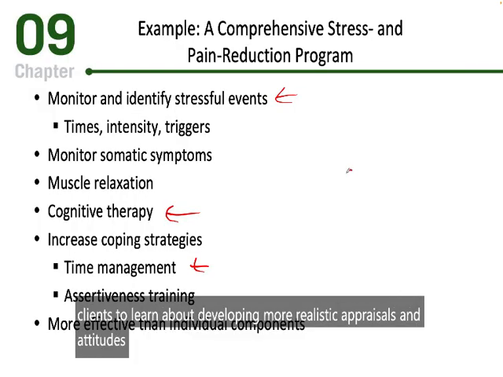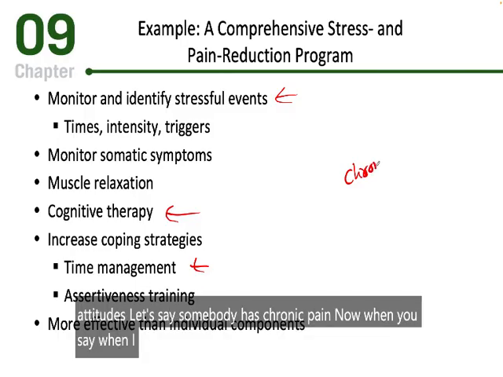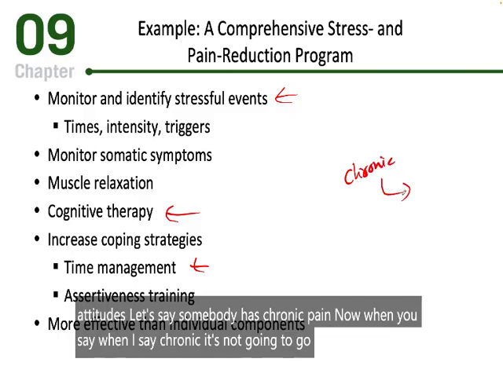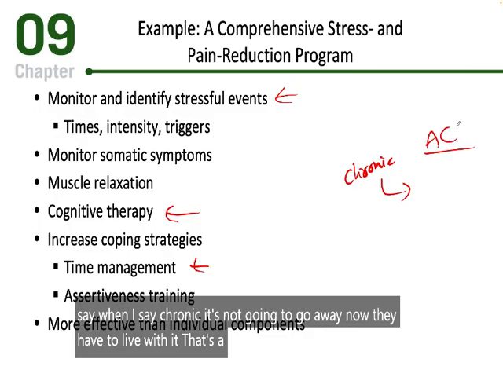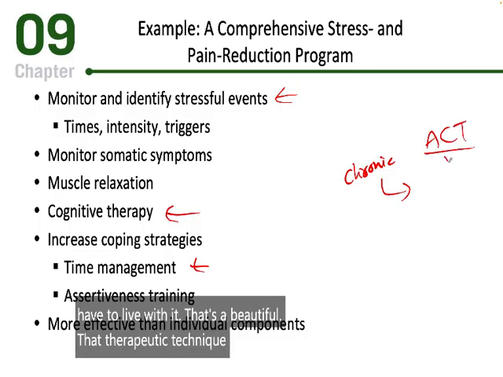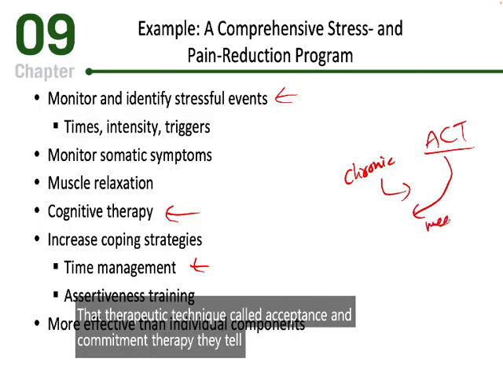Let's say somebody has chronic pain. Now, when I say chronic, it's not going to go away. Now, they have to live with it. There's a beautiful therapeutic technique called acceptance and commitment therapy. They tell them to find meanings in their life.